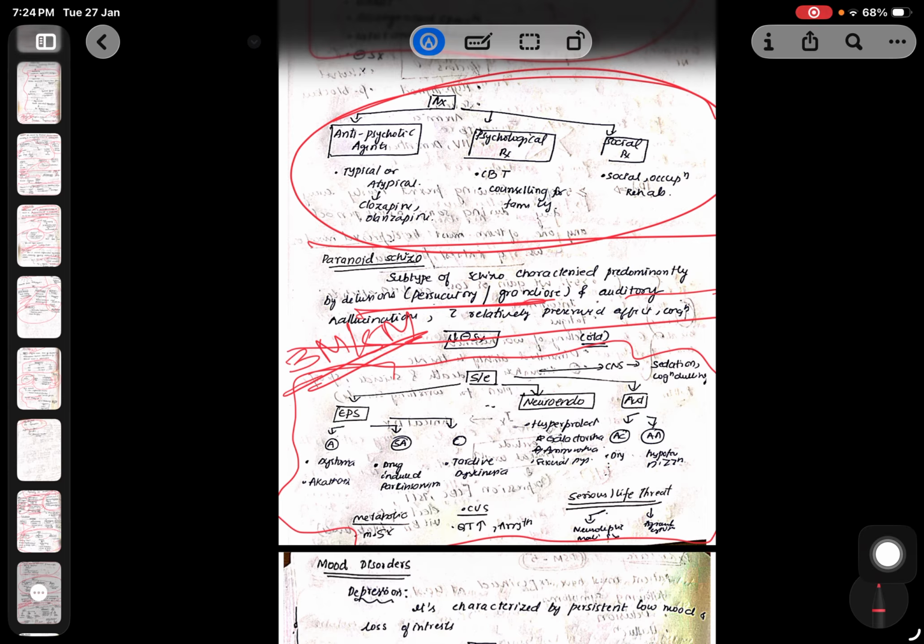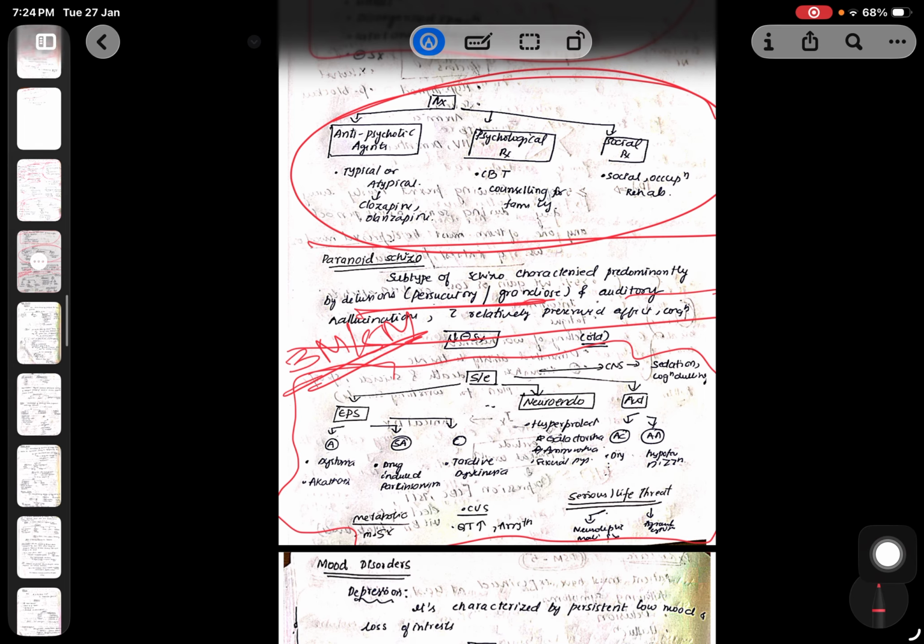Okay. Again, since it's something to do with the CNS part of it, you have to write about the pyramidal and extrapyramidal symptoms. Then neuroendocrine, this is the major thing. Okay. Then any autonomic disturbance and any serious life threatening thing which you need to mention.